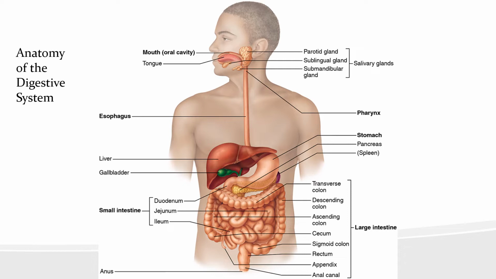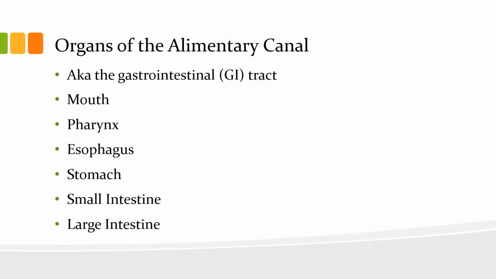And you can see here that the first step of your digestive system is your mouth, and it ends at your anus. But this will be a good photo representation image to refer back to when we're talking about these individual things. So first, let's talk about the organs of the alimentary canal. So as I said, alimentary canal, gastrointestinal tract, the GI tract. So we have the mouth, the pharynx, the esophagus, the stomach, the small intestine, and the large intestine. In the following slides, we'll break these different areas down one at a time.